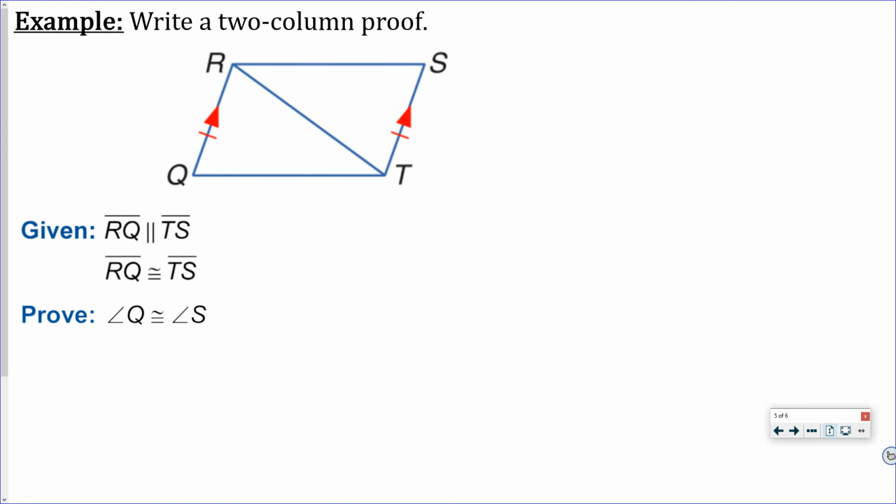So here's what we're given in this next problem. We're given RQ is parallel to TS, and that's marked with the arrows, right? That means parallel. We're also given that those two segments are congruent. That's marked with the hash marks. They want us to prove that angle Q is congruent to angle S. That's where we're trying to go. That's our roadmap. All right, so with the two column proofs, we always start with what's given to us. We're just going to restate this. If you don't know where to start, that's what you do.